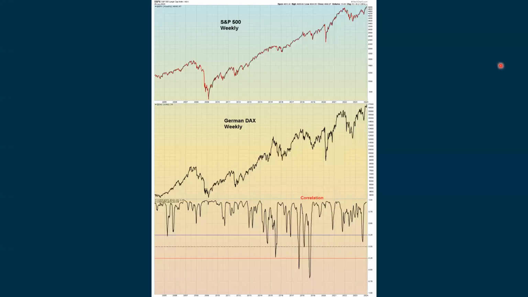Then we look at the weekly chart of the S&P on top. We have the German DAX weekly chart in the middle area. That's the biggest stock market in Germany. And then we see that the correlation between the two had become quite weak. Now it's getting quite strong. They both could be going up or down, but they're having a tendency right now to go in the same general direction. Sometimes we can get some early warnings from what's happening in Europe.